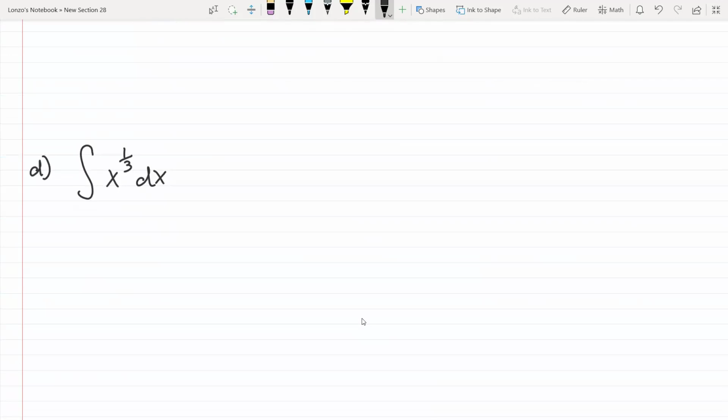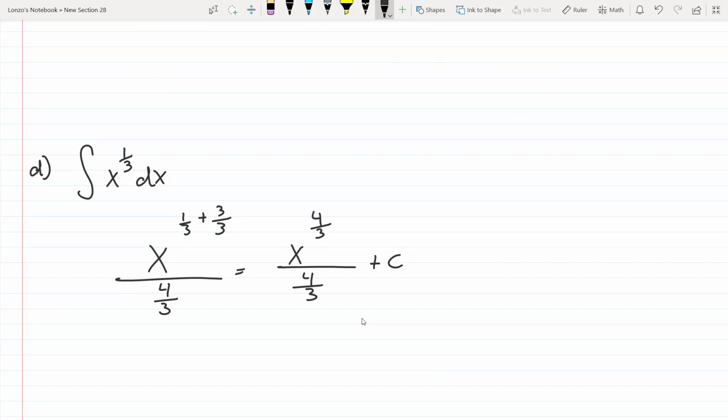Okay, letter D, same idea. Integration of x to the 1/3. So it's just old power plus 1, so 1/3 plus 1, or in our case, 1 could be expressed as 3/3, all over your power. So 1/3 plus 3/3 is 4/3. So it's x to the 4/3, divided by 4/3, plus c.